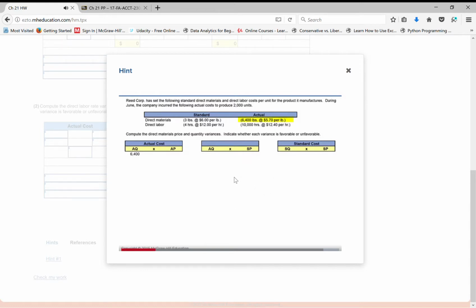6,400 actual pounds used at an actual price of $5.70 per pound is a total actual cost of raw materials of $36,480. Had the 6,400 pounds been acquired at the standard price of $6 per pound, the total cost would have been $38,400. The difference between the actual quantity at the actual price and the actual quantity at the standard price is a $1,920 direct materials price variance.